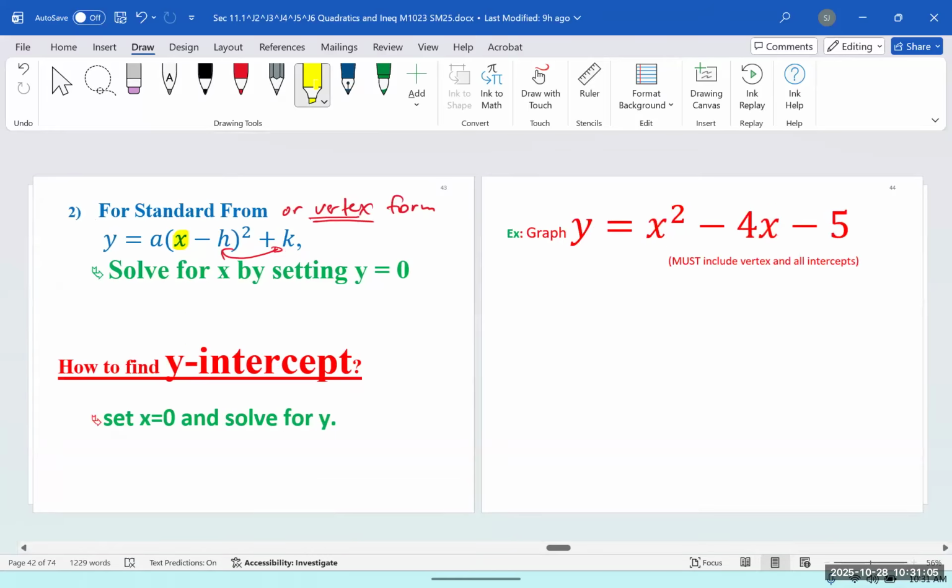Now let's see some examples. We have x squared minus 4x minus 5. We want to find all 3 things: vertex, x-intercept, y-intercept, and then using all 3 pieces of information, graph it. Vertex. So let's start with the vertex. The vertex is a point, so we need to know its x value and its y value.